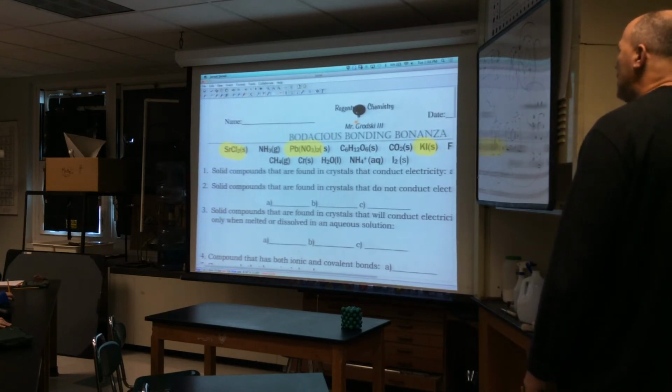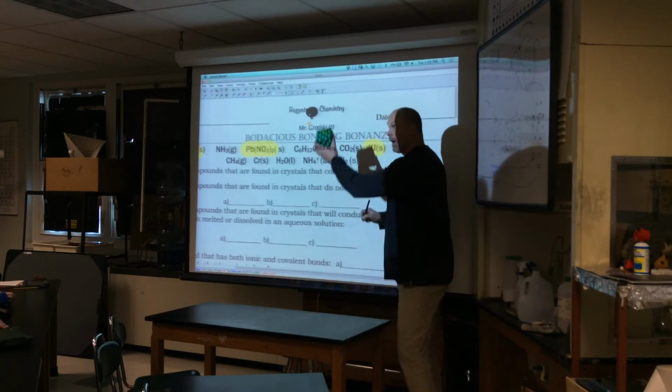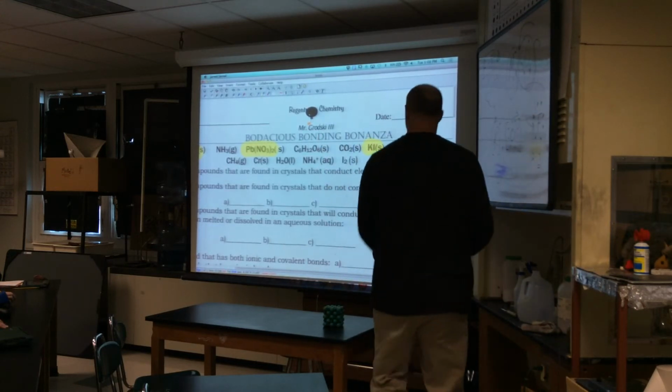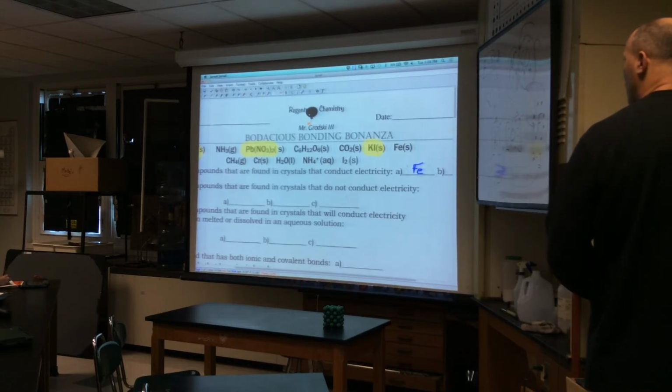Here's number two. Solid compounds that are found in crystals that do not conduct electricity. Ionic bonds. And there's three of them, so put them down. Yep, we have strontium chloride, SrCl2, and we have lead. You're going to learn this is called lead(II) nitrate, but we'll talk about why. And then KI.